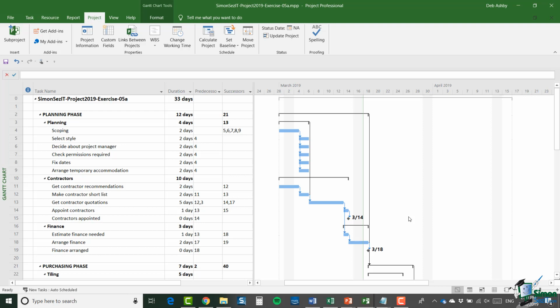And my answer to that is in exercise 05B.